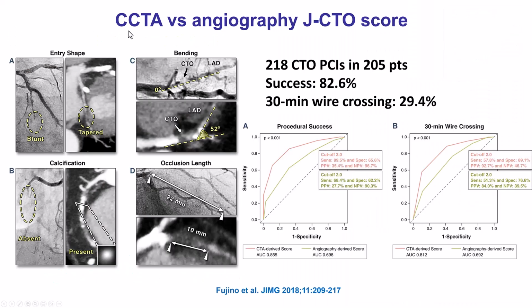Increasingly, we are doing coronary computed tomography angiography, and this can actually be more accurate for predicting the success. It can help determine the location of the proximal cap, the presence of tortuosity, the presence of calcium, and also is very accurate for determining the occlusion length.